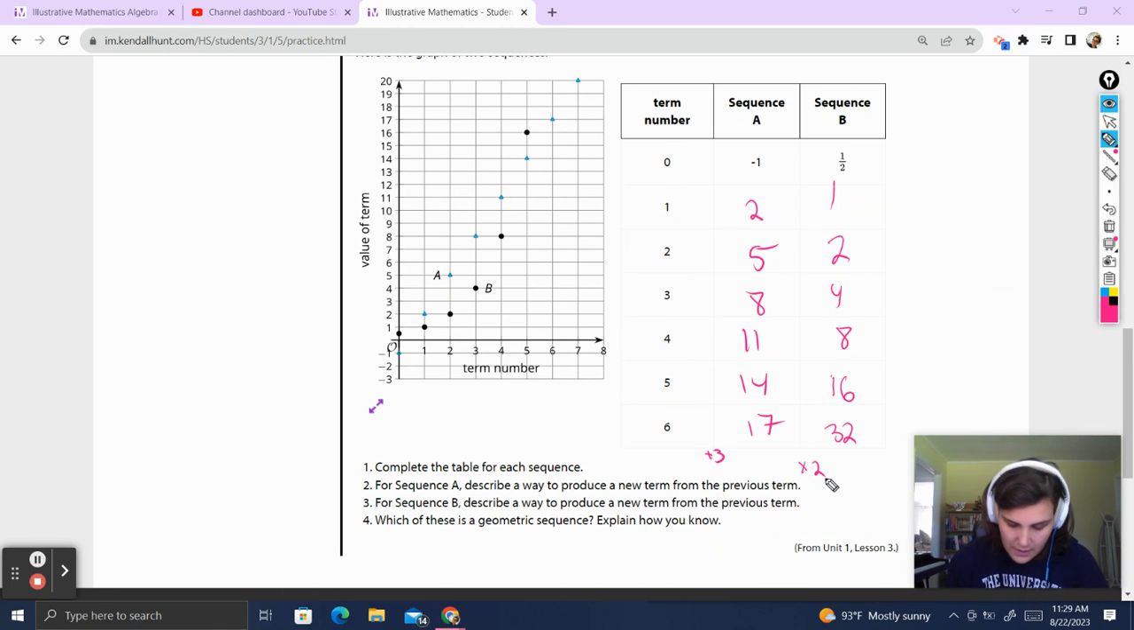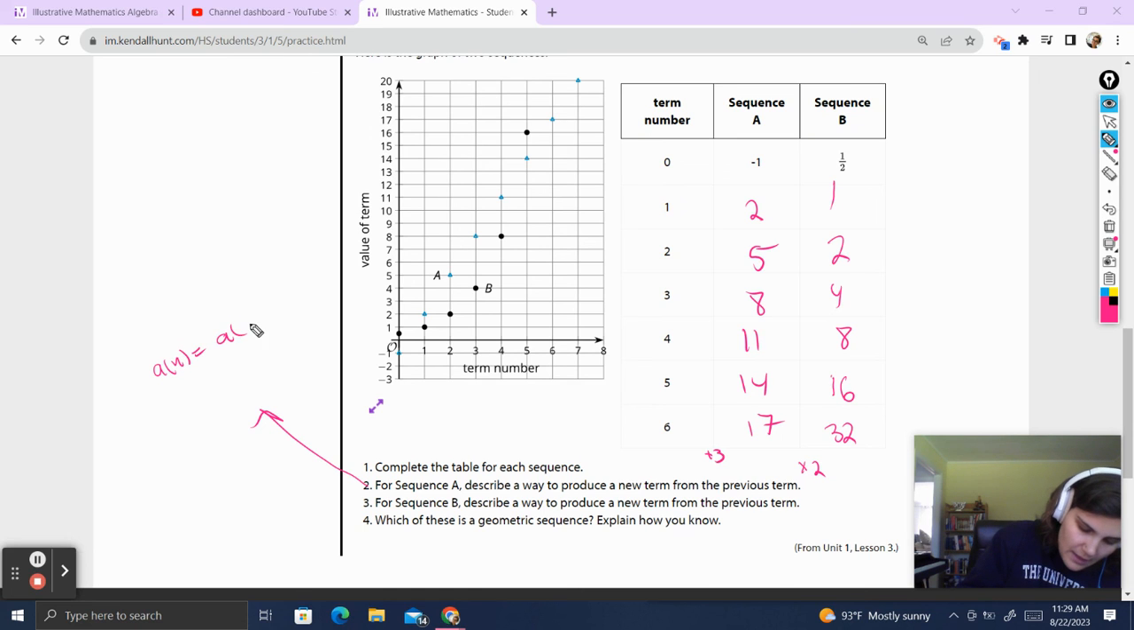So for sequence A, describe a way to produce a new term from the previous term. So we could say add 3, or we could say a sub n is going to be a sub n minus 1 plus 3. For sequence B, describe a way to produce a new term from the previous term. So we could say multiply by 2, but we're mathematicians now, so we're going to say a sub n is equal to the previous term times 2.